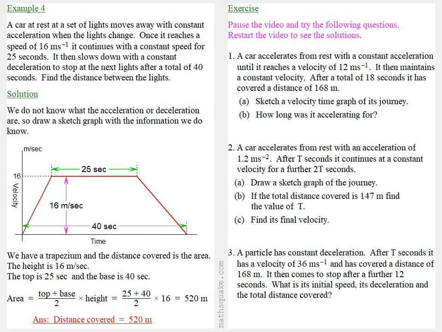Now you can treat the next 3 examples as an exercise. Pause the video at this point and try the following questions. When you think you've done them, you can restart the video and see the solutions.